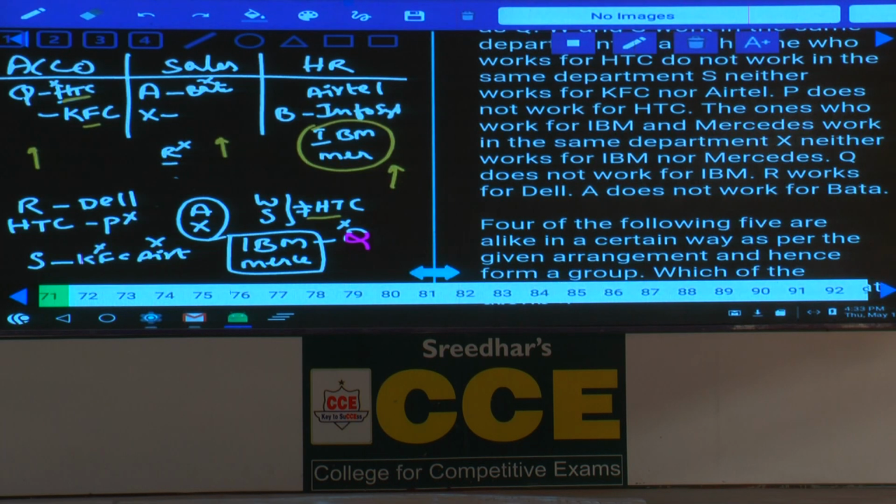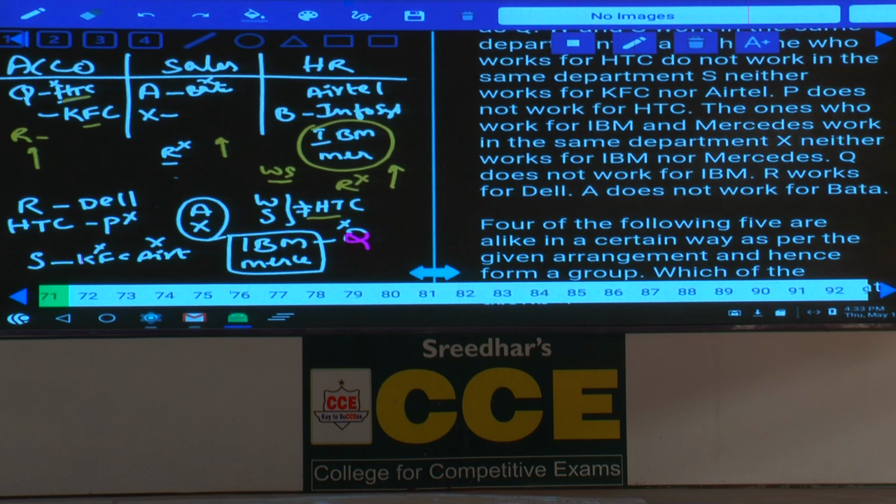Why in HR? Because if you take W and S, then R must be where? R must be here. If we take W and S here, then R has to come here. Because there is no chance of R coming here. Why R cannot be here? Because R works in Dell. Then 5 persons will be at this place, isn't it? If R is here, then R will be at this place. If R is at this place, then W and S will be here.